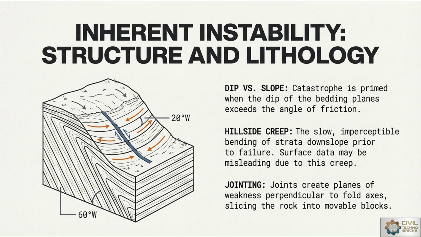Secondly, hillside creep. Hillside creep refers to the slow, imperceptible movement of rock strata downslope prior to a major failure event. Creep can distort surface data and mask deeper structural instability. Third, jointing planes of weakness. Natural joints create systematic planes of structural weakness perpendicular to the regional fold axis, essentially slicing solid rock into individual movable blocks.